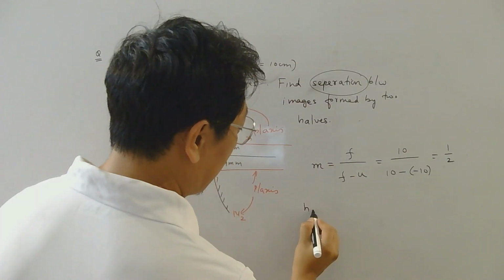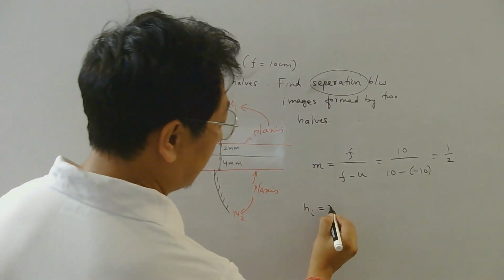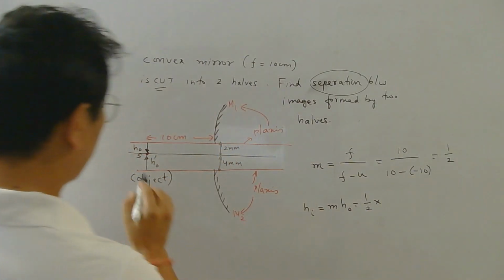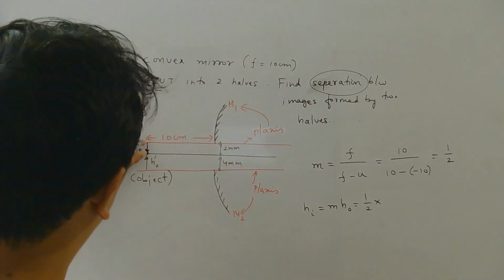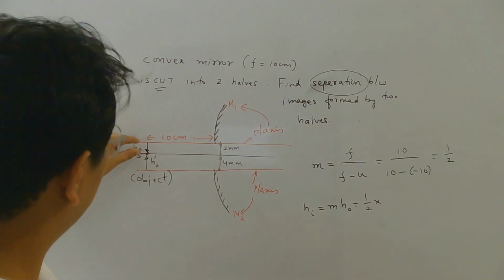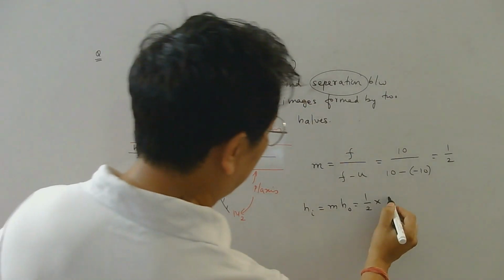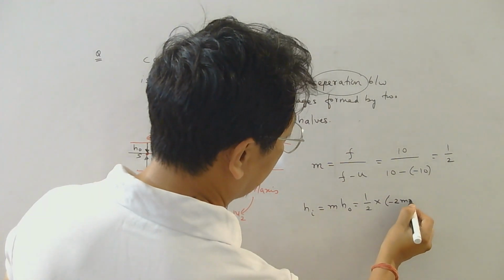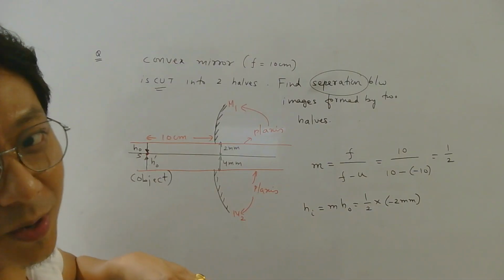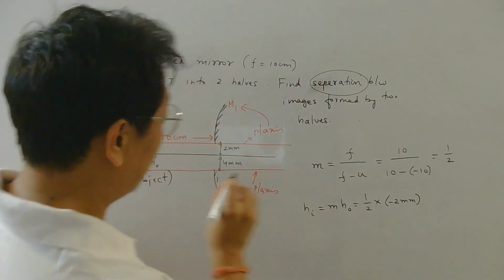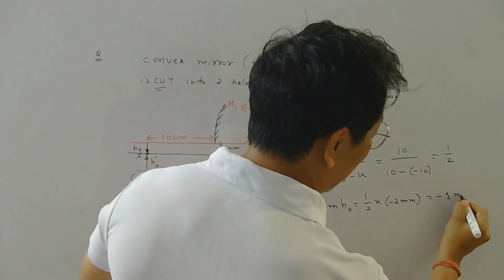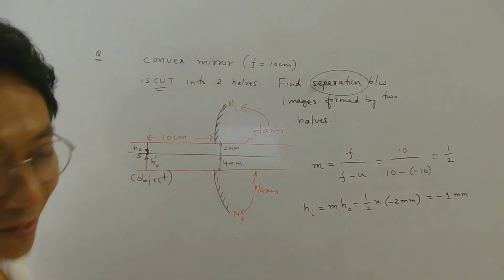So image height in the first case will be m into object height, which is half into, what is object height? Well, this is object height from principal axis to object. It is downwards, so it will be minus 2 millimeter. Minus means it is down from the principal axis. Down from this principal axis. Be careful. So this is minus 1 millimeter, right?